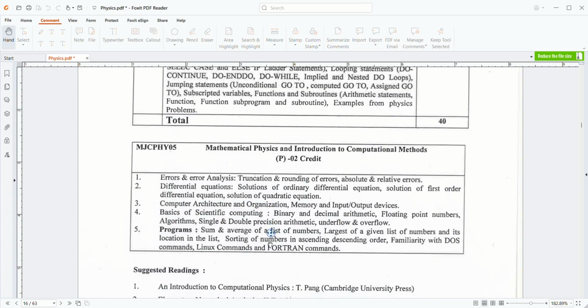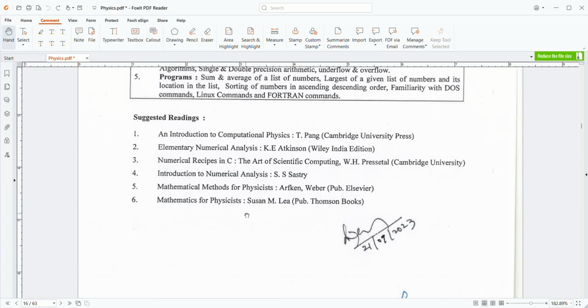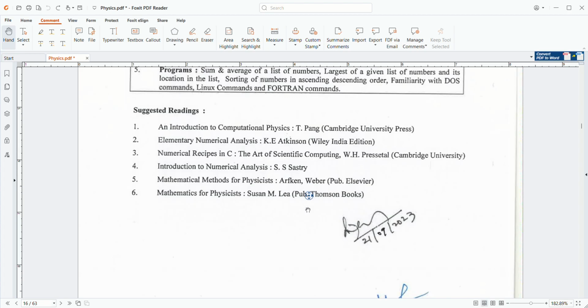Next, so practical, you see, this is a practical. So next, suggested readings. Most books are important for this section.